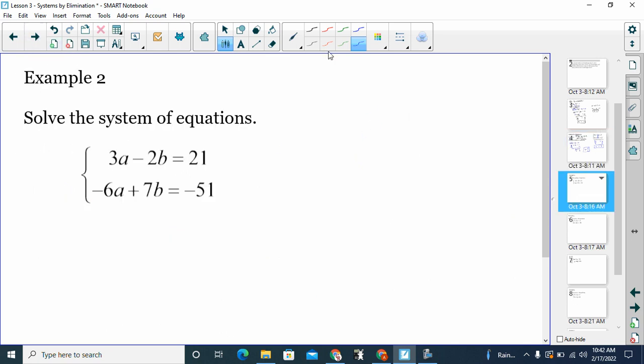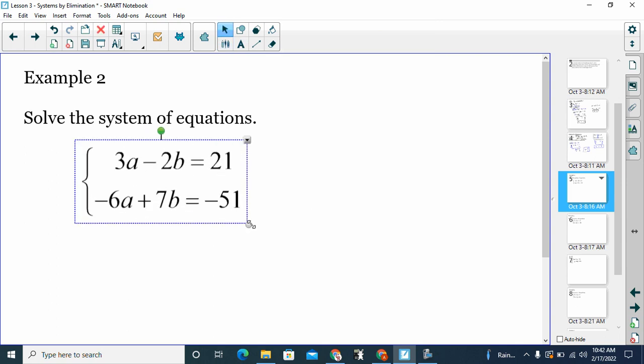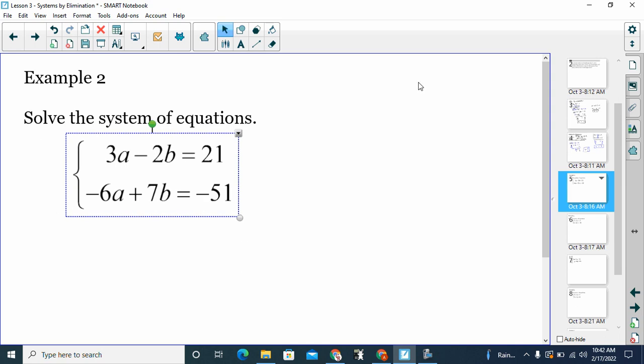Let's take a look at example 2. Example 2, again, we were asked to solve the system of equations. We have 3a minus 2b equals 21, and negative 6a plus 7b equals negative 51.